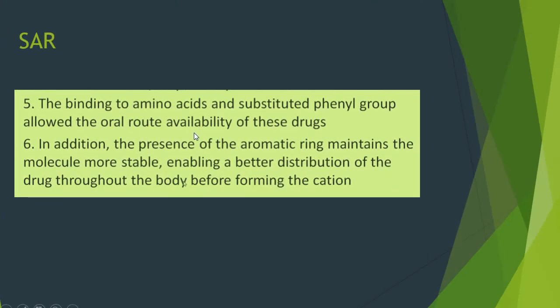The important point is that the binding to amino acids, that is phenylalanine in melphalan, and the substituted phenyl group in chlorambucil, will allow the oral route availability of these drugs. In addition, the presence of aromatic rings maintains the molecule more stable, enabling a better distribution of the drug throughout the body before forming the cation.